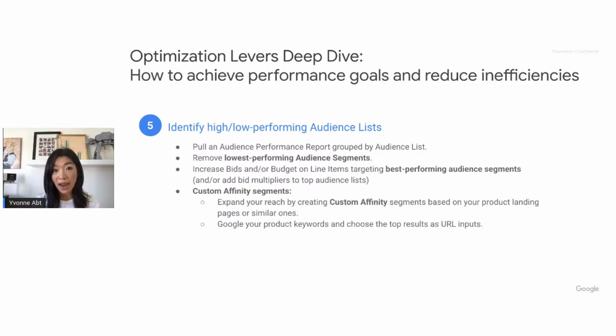A different lens altogether is by looking at performance through audience performance. And you can find that information in DV360 through your audience performance report. And similarly, you want to move away from lower performing audience segments and increasing bids against your best performing audiences. Furthermore, you may choose to recommend expanding your reach against those best audiences by creating additional custom affinity audiences that are very similar.